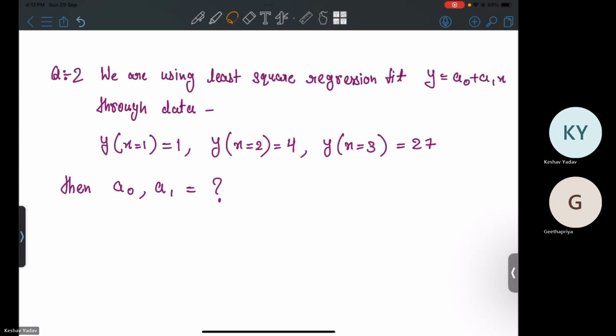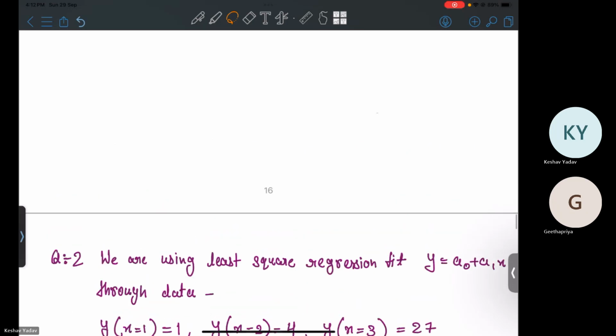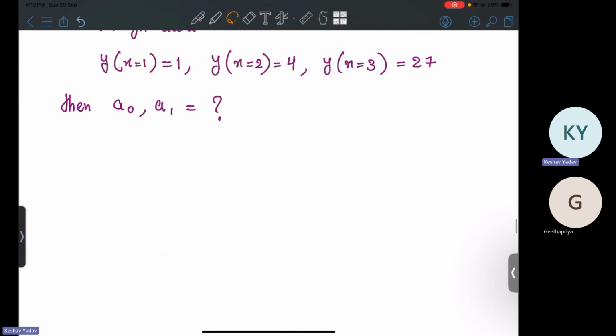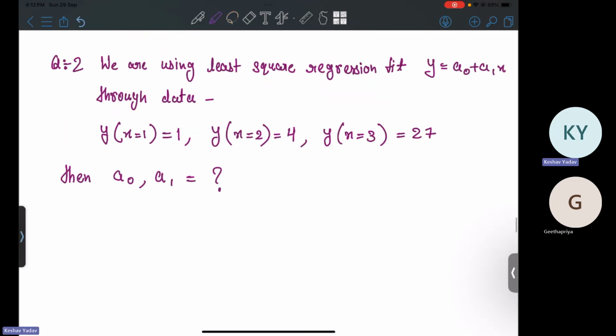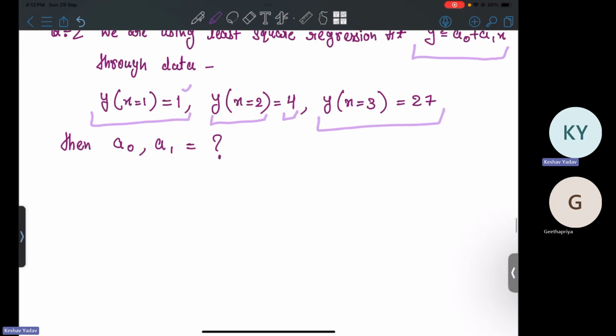Okay. So here in this case, it is the same kind of problem: we are fitting Y equal to A naught plus A1 X, but here the data is different. At X equal to 1, Y is 1. At X equal to 2, it is, sorry, 4. And at X equal to 3, it is 27. Okay. We need to find A0 and A1.